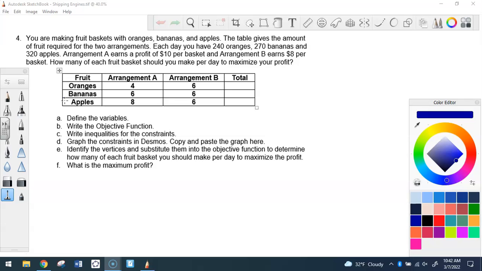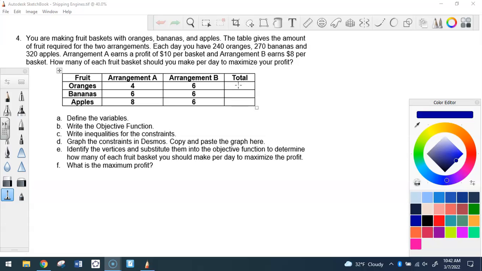So first off, I just want to take a look at the table that's already partially filled out for us. We can see that we have the different types of fruits here, how many are required for arrangement A, and how many are required for arrangement B. So arrangement A takes 4 oranges, 6 bananas, and 8 apples. Arrangement B is 6 of each kind of fruit. And we have a blank column here for total.